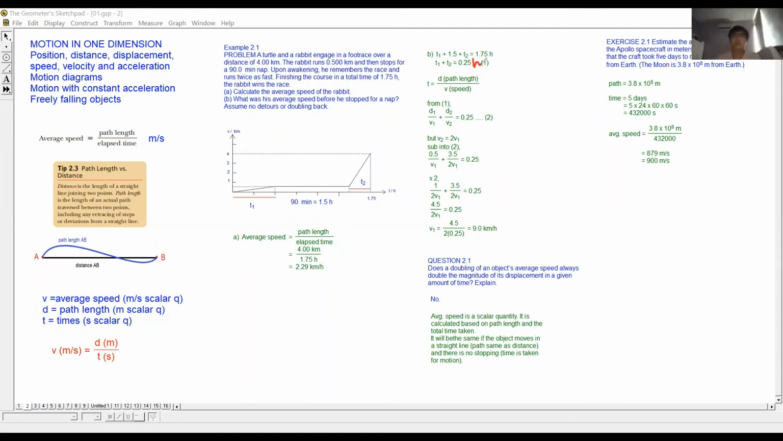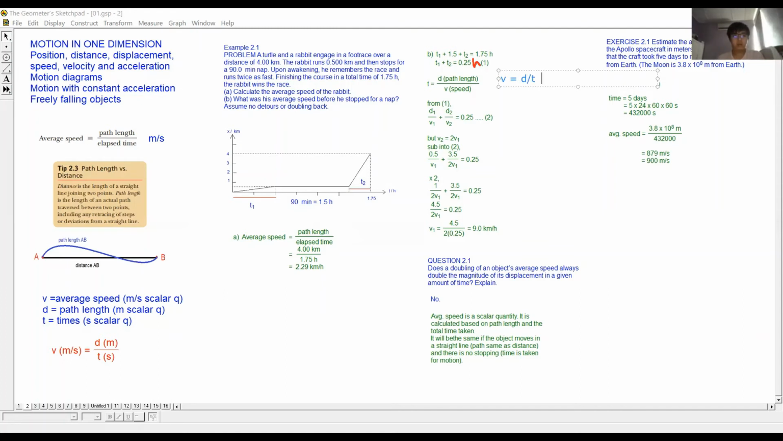Okay, hours. Now we come back to the formula for the average speed. Average speed is the path length divided by time. The average speed is equal to the distance divided by time.